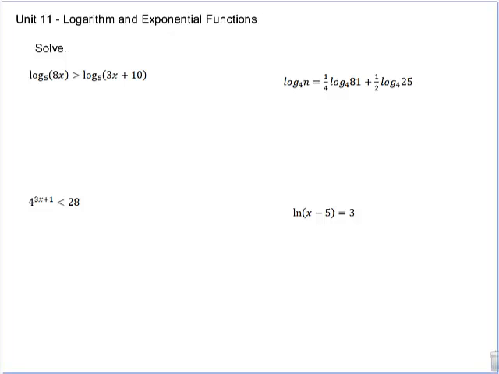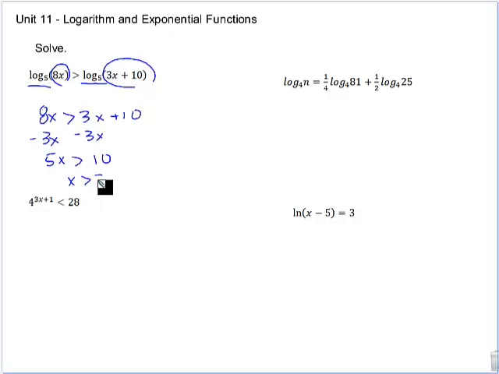So, for starters, if we have log base 5 of 8x is greater than log base 5 of 3x plus 10, what we notice is that both sides are in the function of log base 5. Since these are both in the function of log base 5, 8x has to be greater than 3x plus 10, and now we just solve for x. So we subtract the 3x, so we have 5x is greater than 10, or x is greater than 2.